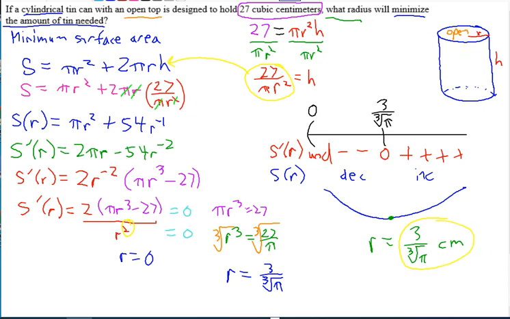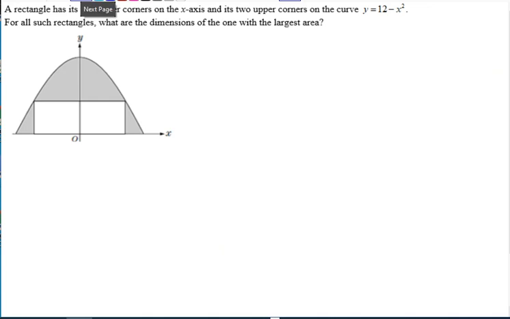All right, let's take a look at the next example here. So this one already gives you the graph, and it says the rectangle has its two lower corners on the x-axis here and here, and its two upper corners on the curve. So this is the graph of y equals 12 minus x squared. So the two upper corners are there. So this is just some point right here on the curve. We can call it (x, y).